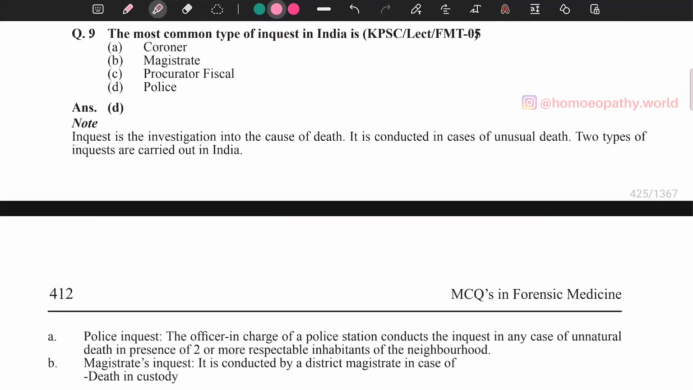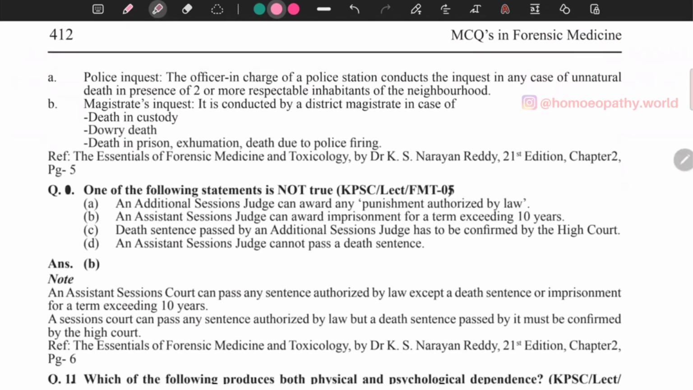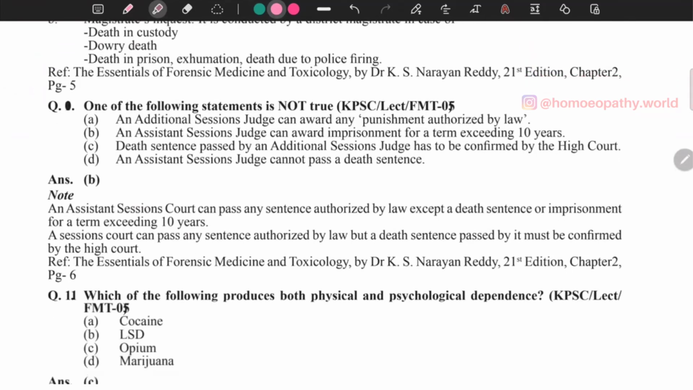The next question is, the most common type of inquest in India is. Now, without even blinking, you should answer this question, but let's see the choices. A. Coroner. B. Magistrate. C. Procurator Fiscal. And D. Police. So the answer is police. The most common type of inquest in India.